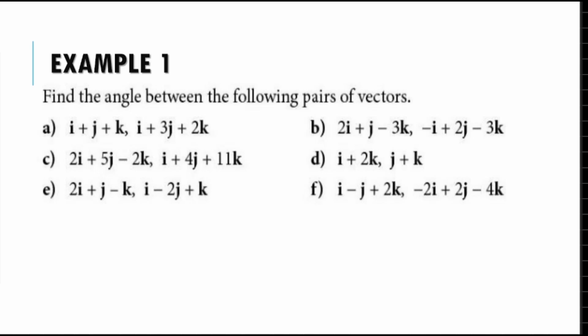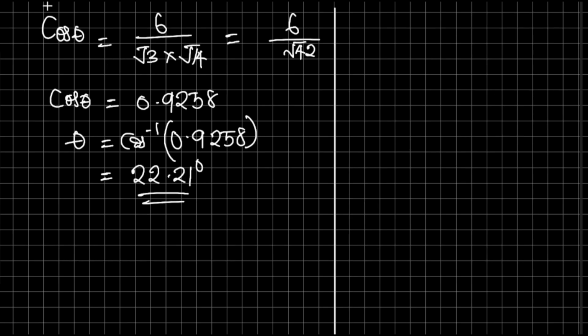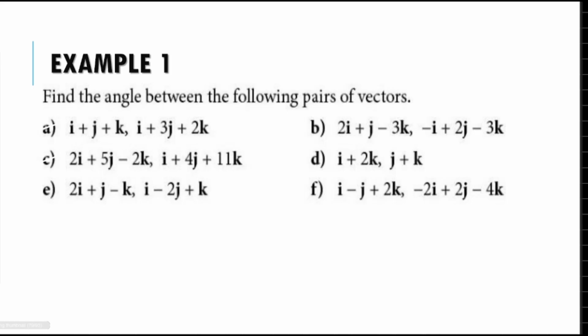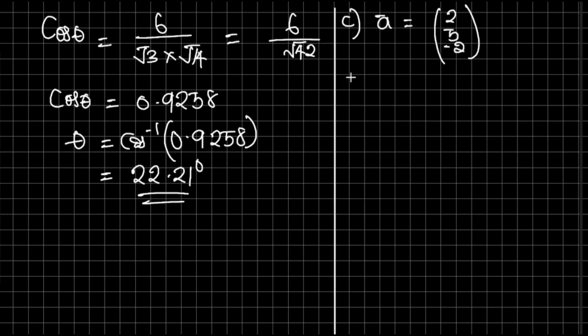Another example. Oh, okay, so we've taken this. Let's take the next one: 2i 5 minus 2. So we have C. Vector A is 2 5 minus 2. I'm writing them in column form, so you can also write in column form. Vector B is 1 4 11. B equals 1 4 11.